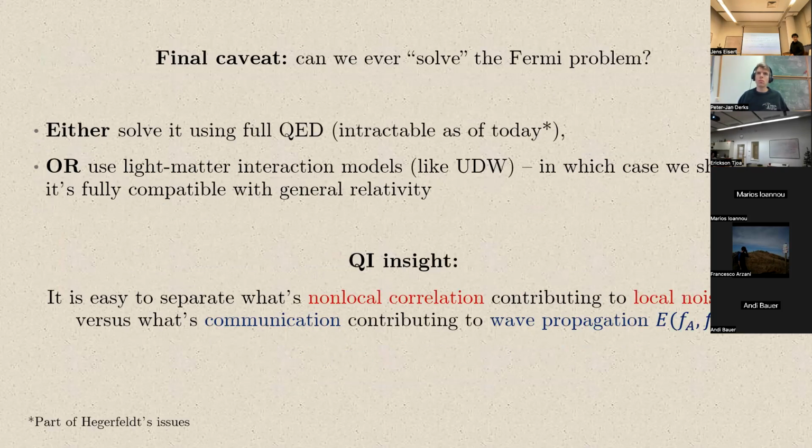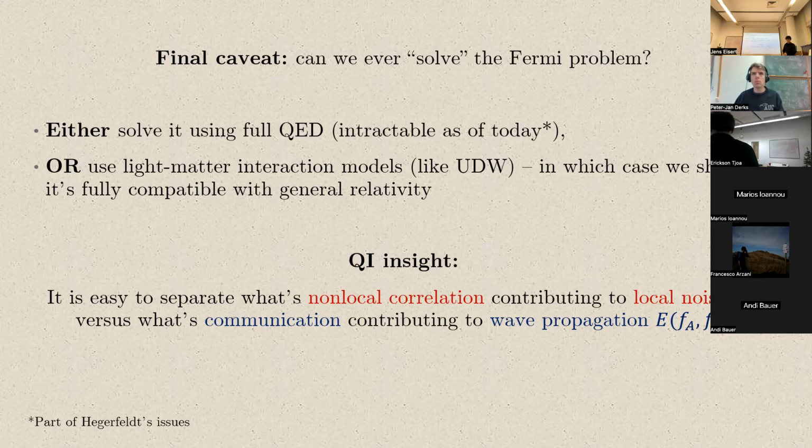And final caveat, can we ever solve the Fermi problem? Okay, well, if you're Hagerfeld, then the answer is no. Because unless you solve the full QED, which is intractable as of today, then you will never satisfy anyone. In fact, if you look at Hagerfeld's 1997 paper, he would claim that any model-dependent constructions cannot answer half of what he thinks is half the problem. And that's fair, but the problem is, do you want to make progress or do you want to wait until someone manages to solve the whole QFT, right?